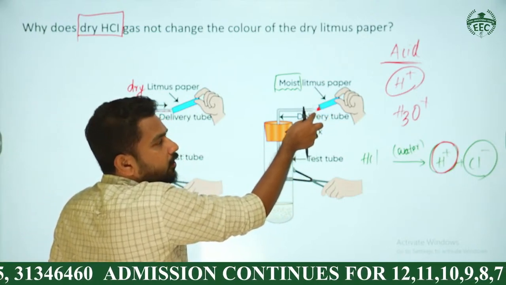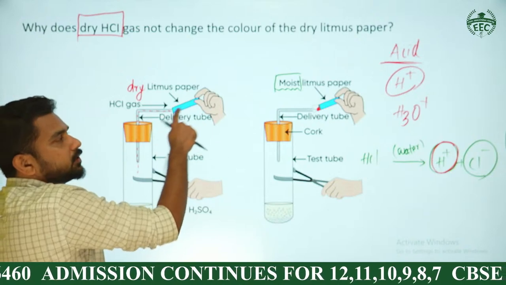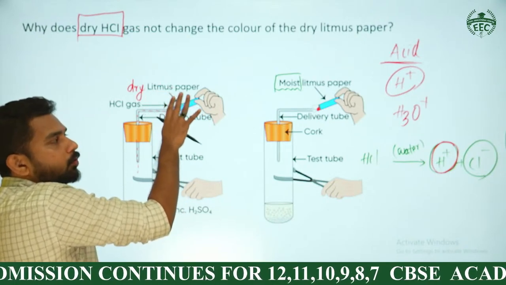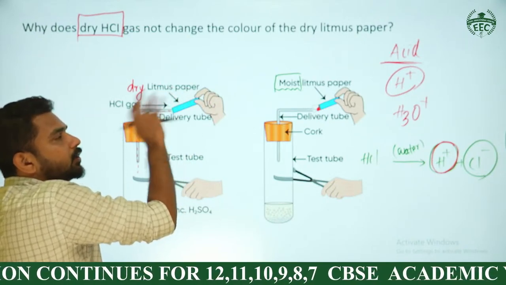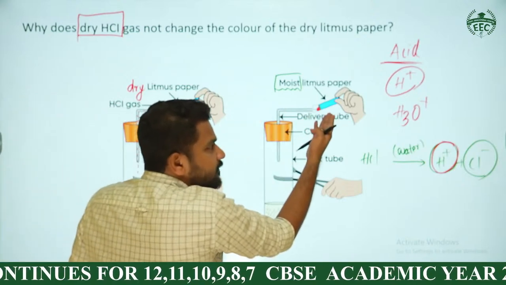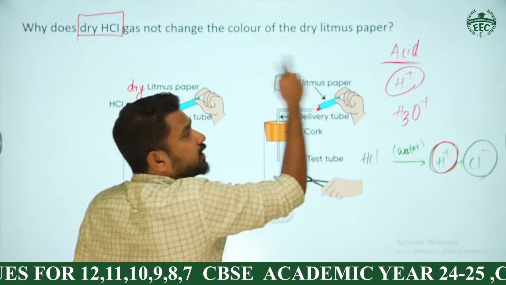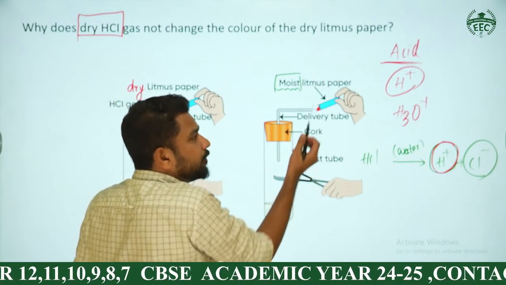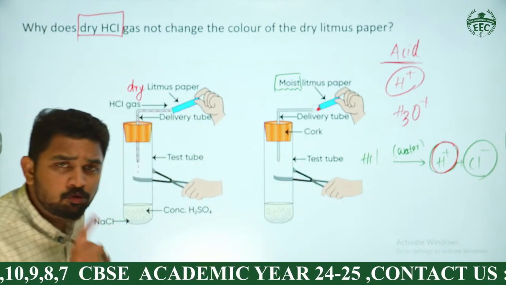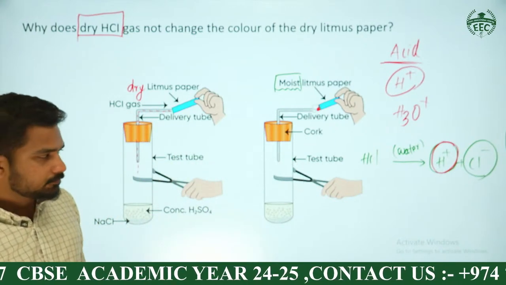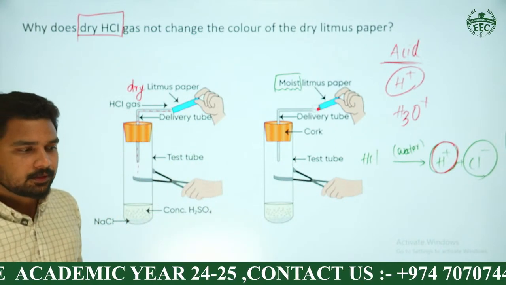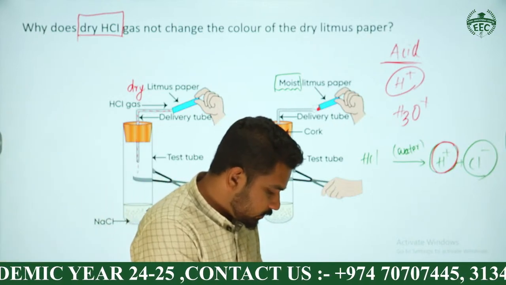You can see here there is no color change. The blue litmus paper is blue, and even after the entering of HCl, it is blue. But if it is moist or wet litmus paper, the color changes from blue to red. That's it. I hope you guys understood this.